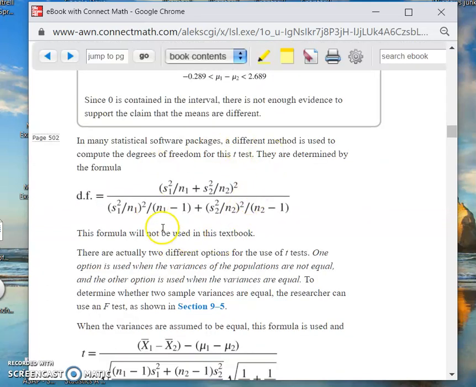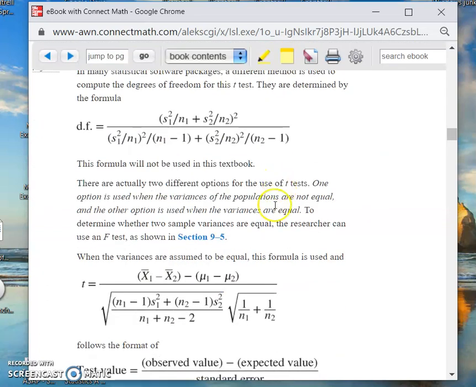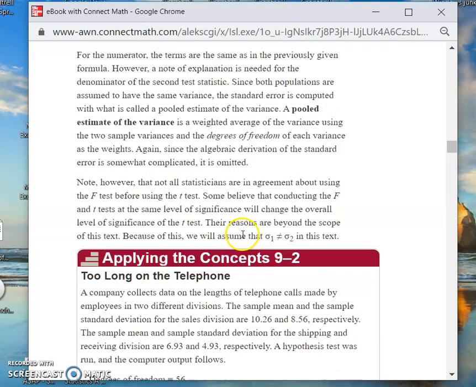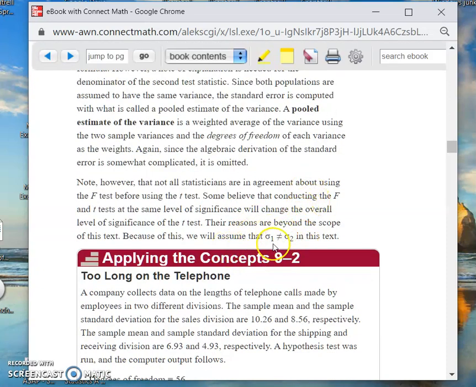And then down here, they talk about this business about, hey, what happens if the variances are equal? We have a different formula. It's a little bit too complicated for this class. So in this class, we're going to always assume that the variances are different. Okay, that wraps up this section.